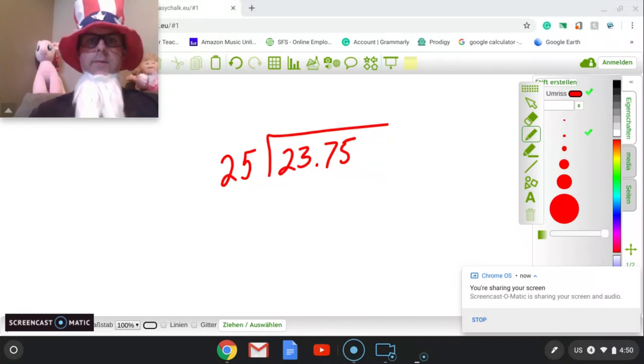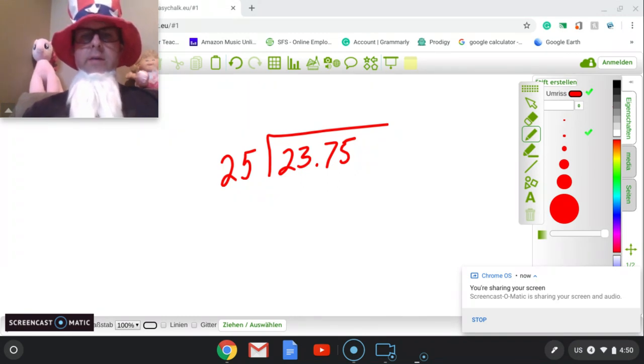Hey, today we're going to be dividing decimals. I'm going to show you a couple of different examples. The first one, we have a decimal in our dividend. We don't have one in our divisor on this problem. We will on the next one. But when it's just in the dividend, which means it's only inside the box, we have 23.75.